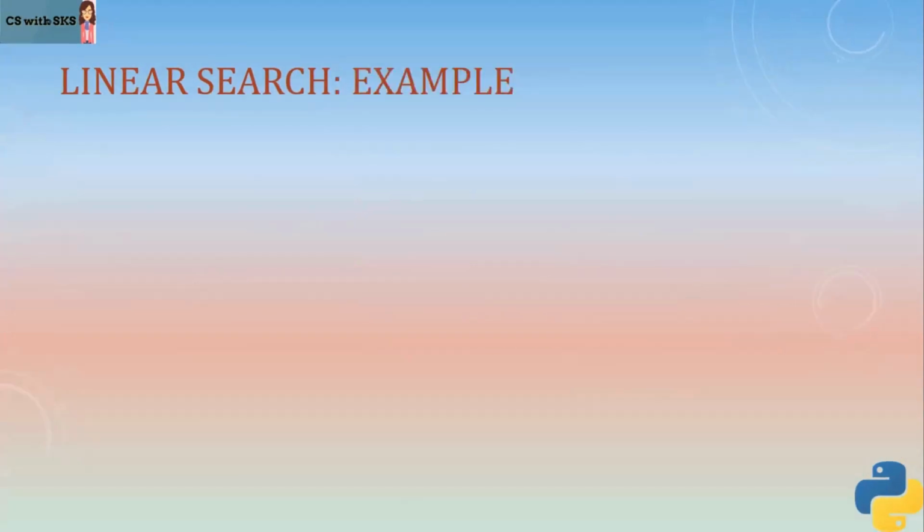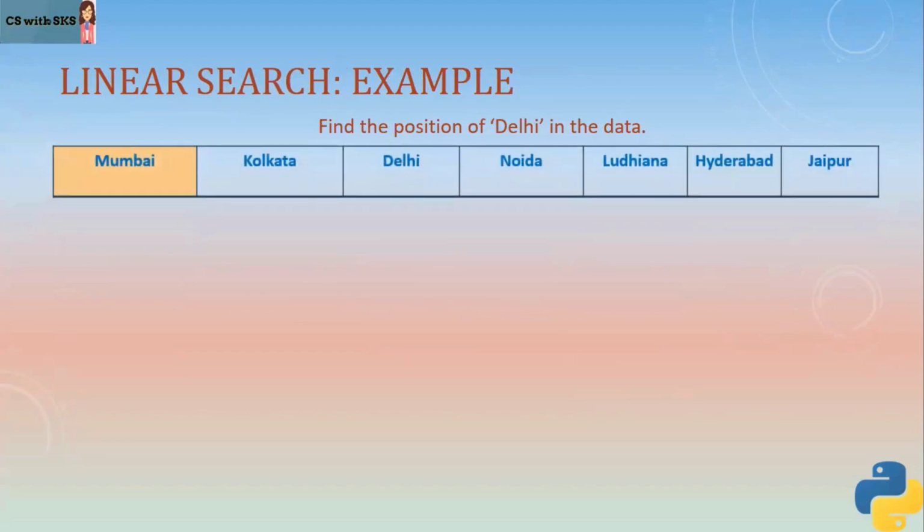For example, how do we perform linear search? Let's understand that with an example. So let's say we have this list. We have to find the position of Delhi in this data. We have multiple cities: Mumbai, Kolkata, Delhi, Noida, Ludhiana, Hyderabad, Jaipur. When we just look at it, we can figure out that Delhi is there. However, when we feed this data into computers, they need some algorithm using which they perform the search, right? So linear search is such an algorithm.